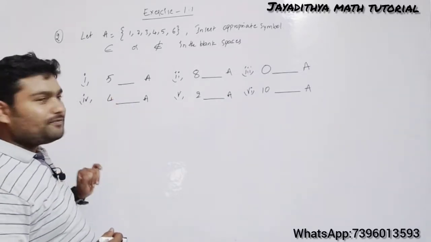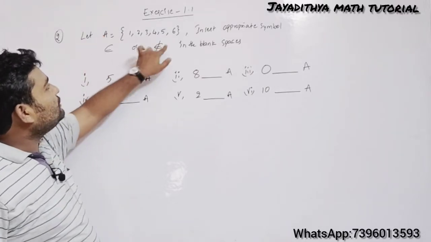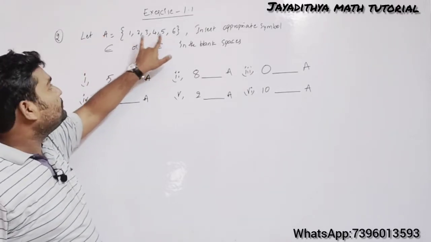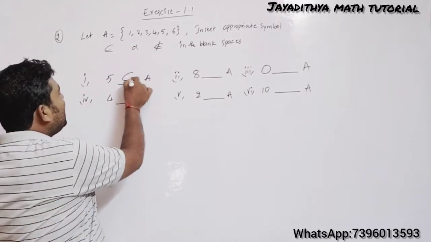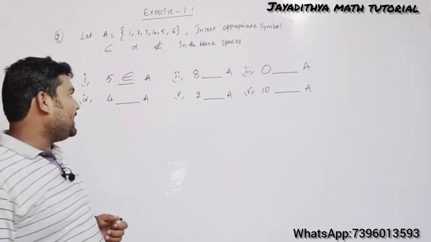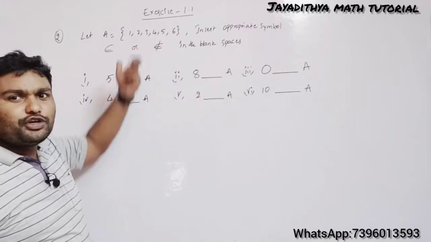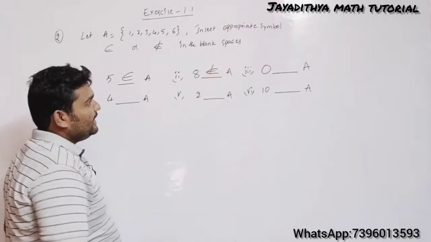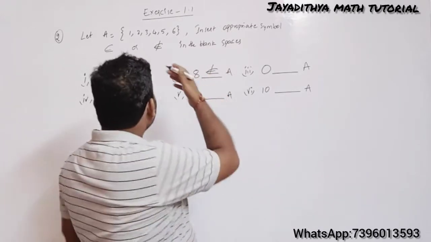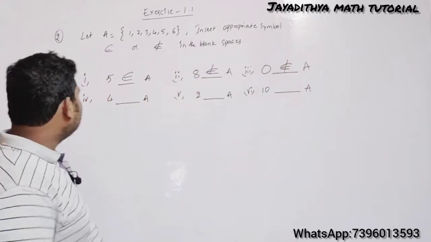Okay, so what is the first question? 5 ∈ A. So see here, in the set we have the elements from 1 to 6. So 5 belongs to the set A. So you can simply mention here 5 belongs to set A. And next one, 8. We don't have element 8 in the set A. So you can easily say that this does not belong to set A. 0 is also not there, there is no 0. So you can say that 0 doesn't belong to set A.